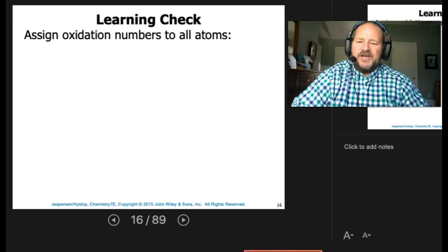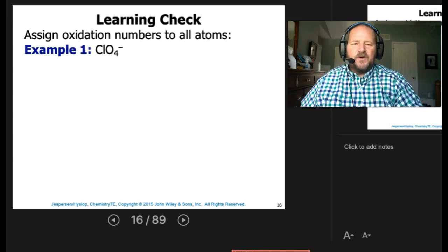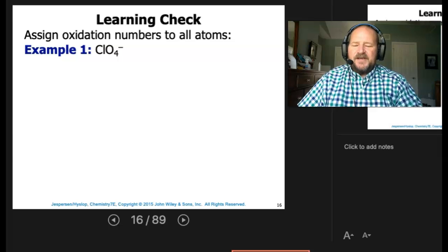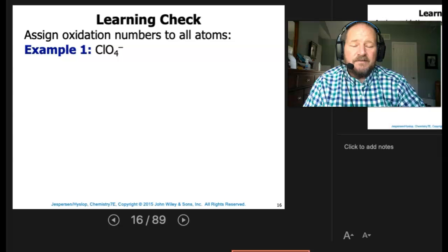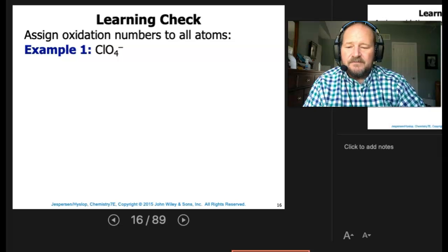All right, your learning check then. Assign oxidation numbers to all atoms, and in this example, here's the perchlorate, ClO4 with an overall -1. So a little bit of a caveat there. I'm going to give you a moment here. So we'll do a little pause.